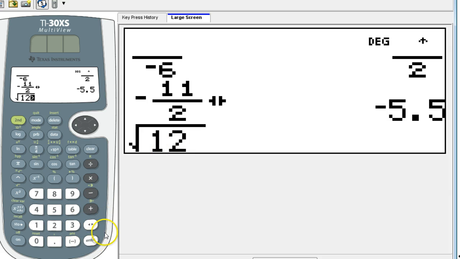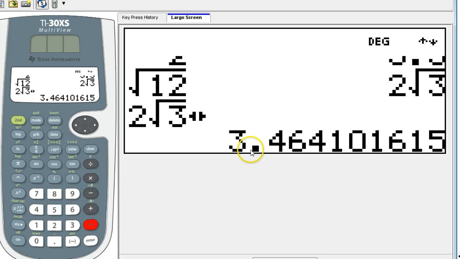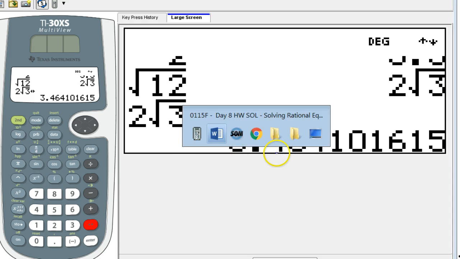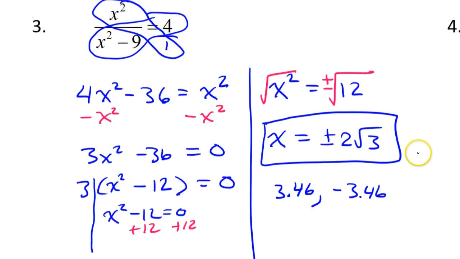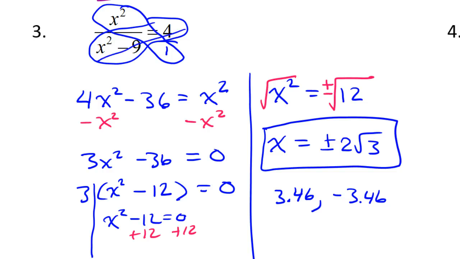All right, just showing you the square root of 12 is 2 radical 3. Now, as a decimal, 2 radical 3 is 3.46. And of course, negative 2 radical 3 would be negative 3.46. I'm just putting the decimals down so when we look at the calculator, we can look for these numbers. So let's see how this would look using our technology.